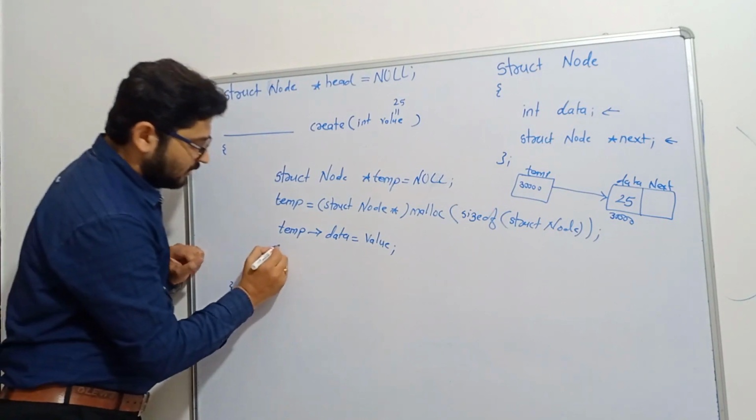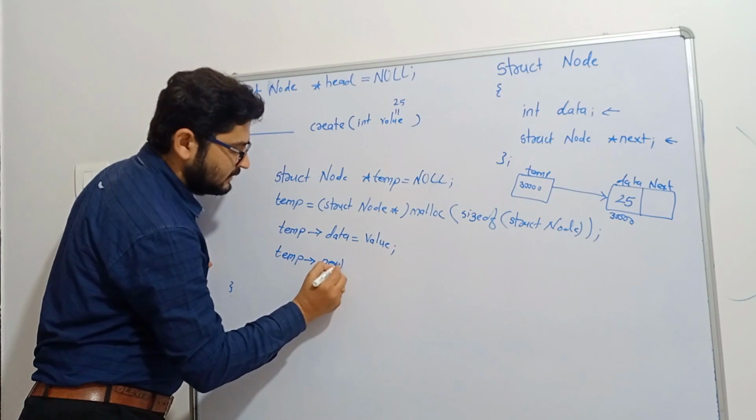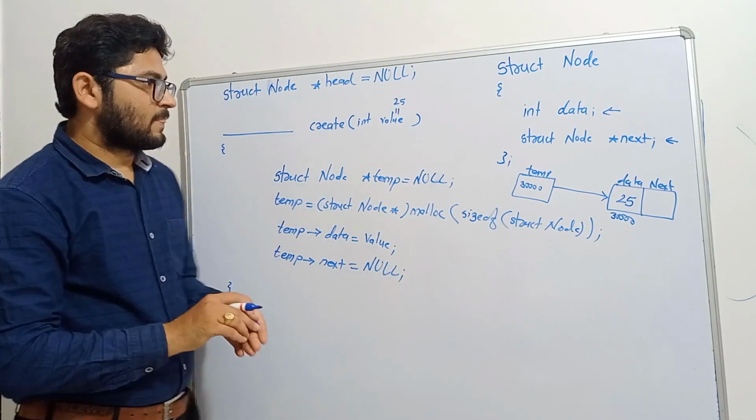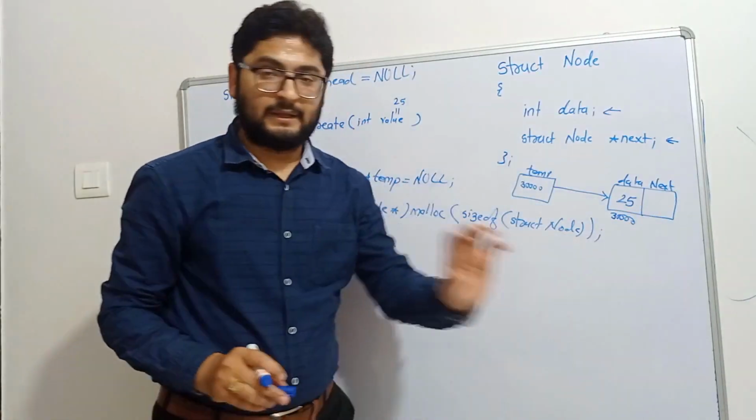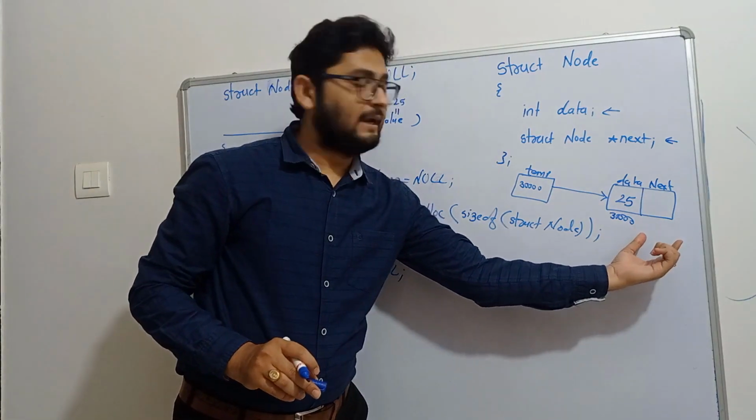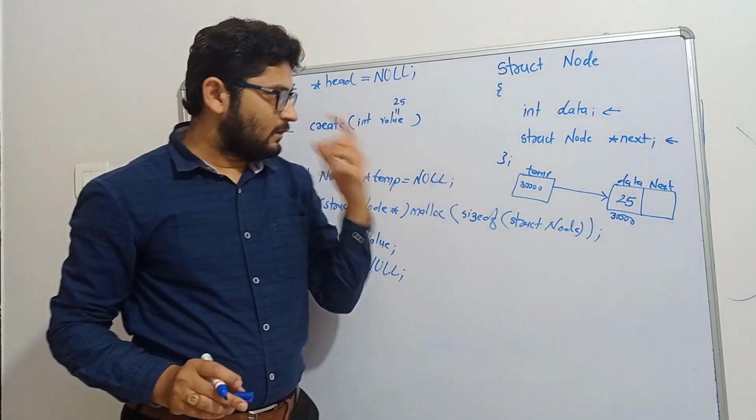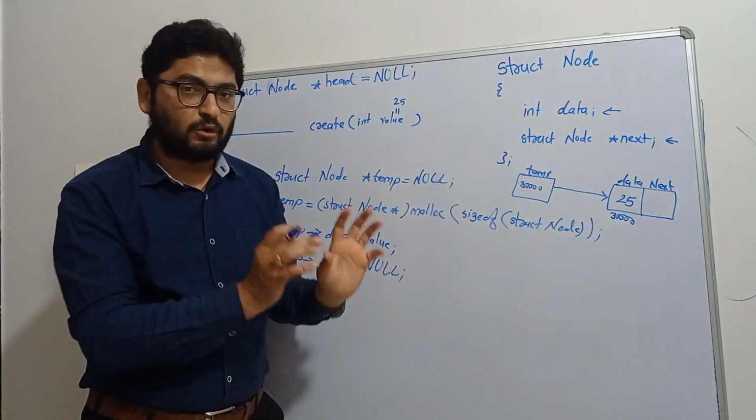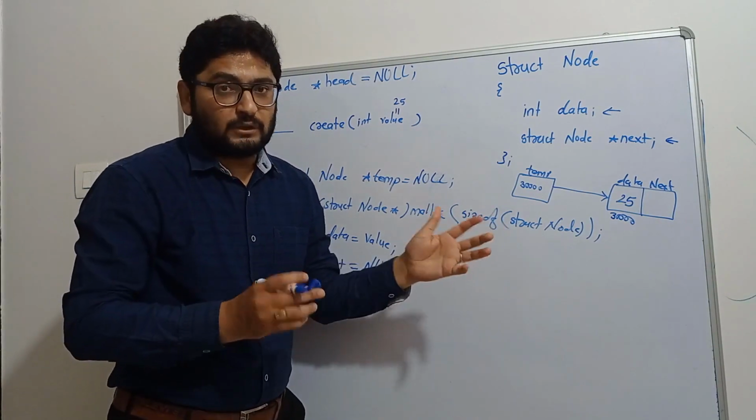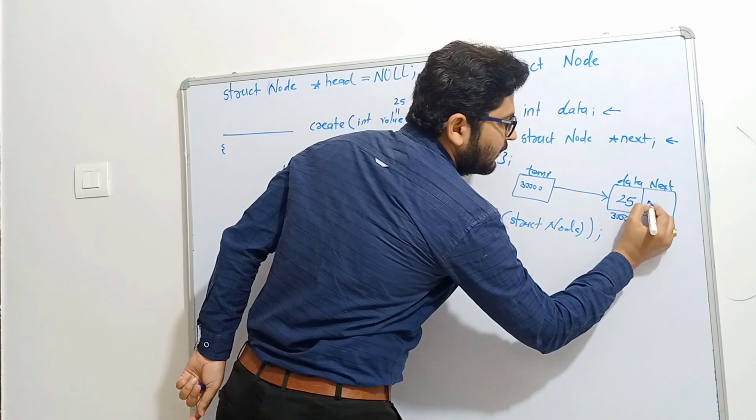And after that, what am I doing? I am writing temp arrow next is equal to null. Now see, this next part is used for pointing to the next node, right? I have told you already, right? This next part is used for pointing to the next node. Now, at this current moment, we don't know what will be the next node. Okay, so we don't know the address of the next node. So that's why we are going to store null over here.